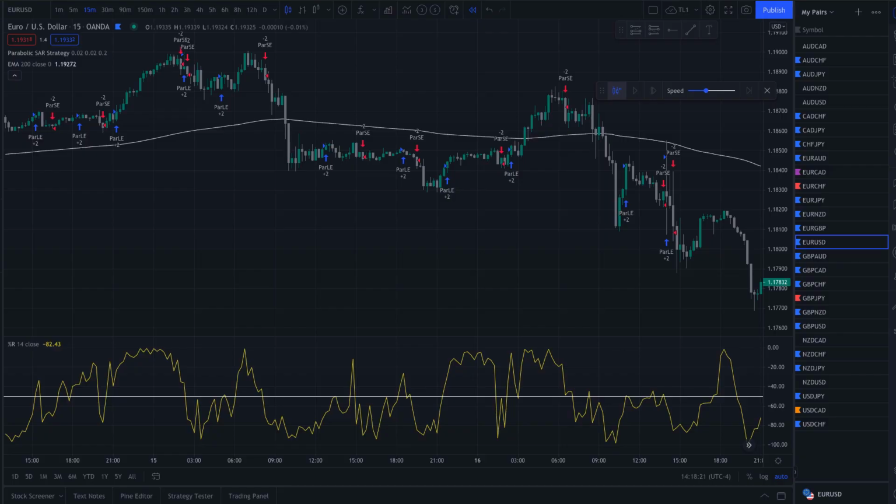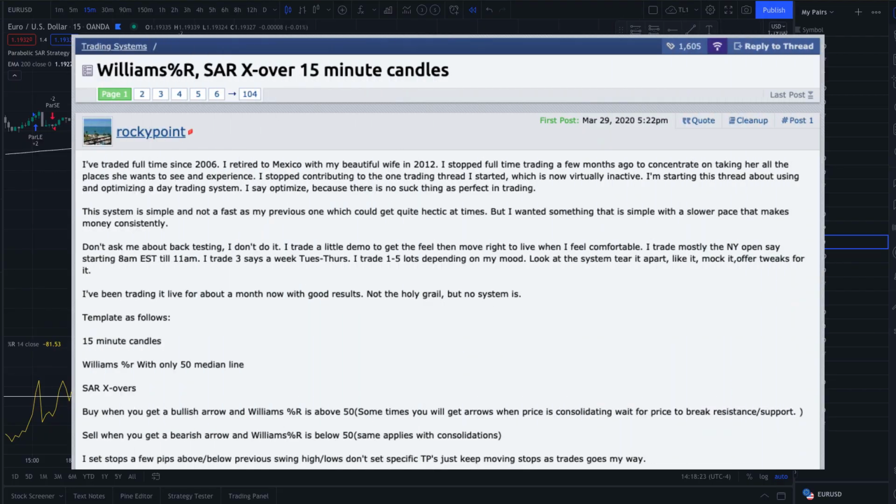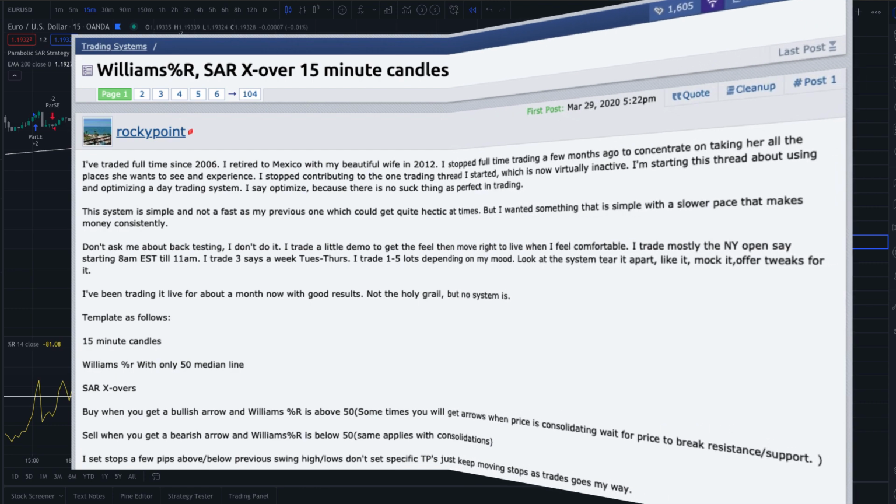In this installment of Trader's Landing, we are going to examine the Williams %R SAR Crossover 15-minute candle system, including the indicators used and entry criteria with examples. Then I'm going to test it 100 times in a row, followed by an analysis of the test data, a review of the equity curve, and conclude with my thoughts on the strategy. You can review the system specifics in the video description along with the link to the thread on Forex Factory where I found this strategy.